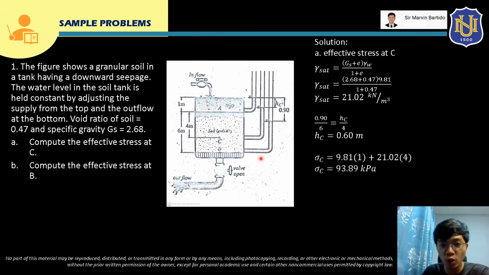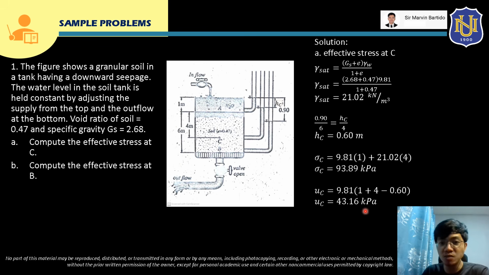Now, for the pore water pressure at point C, the height we will use is this height. To get it, it is just 4 meters plus 1, then subtract H sub C. So again, 1 plus 4 minus H sub C, where H sub C is 0.60 meters, times 9.81, the unit weight of water. So we get the pore water pressure at C, which is 43.16 kilopascal.